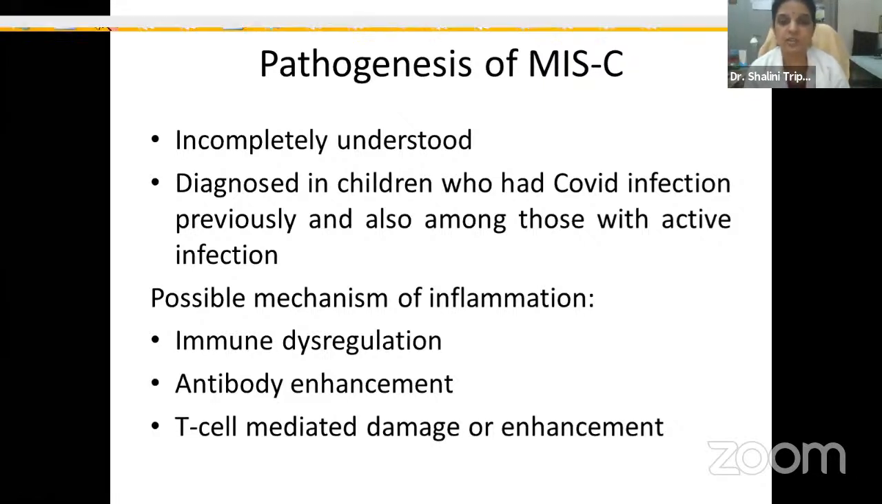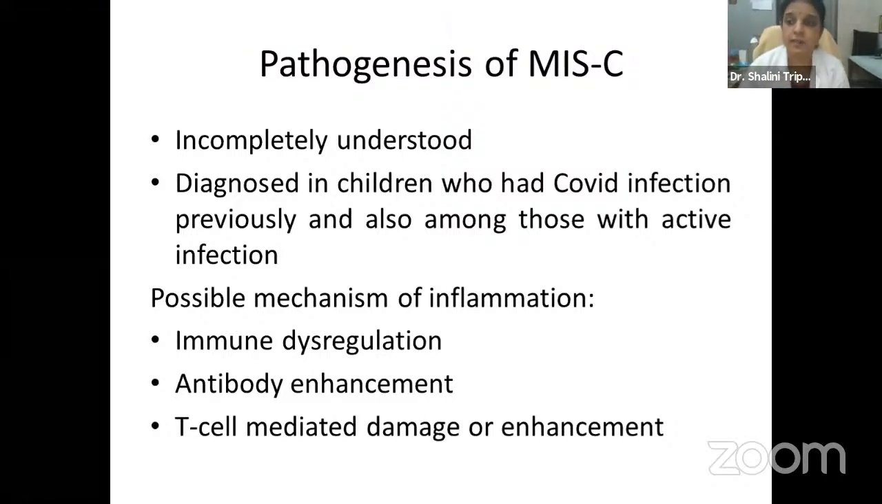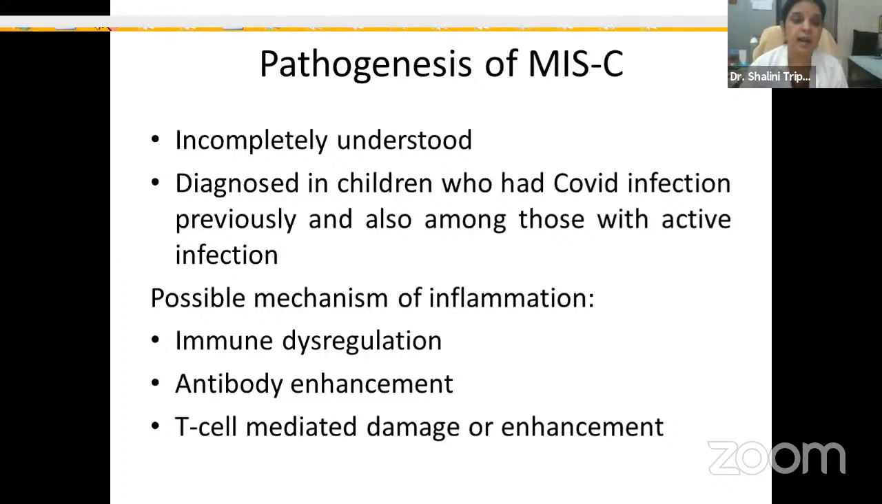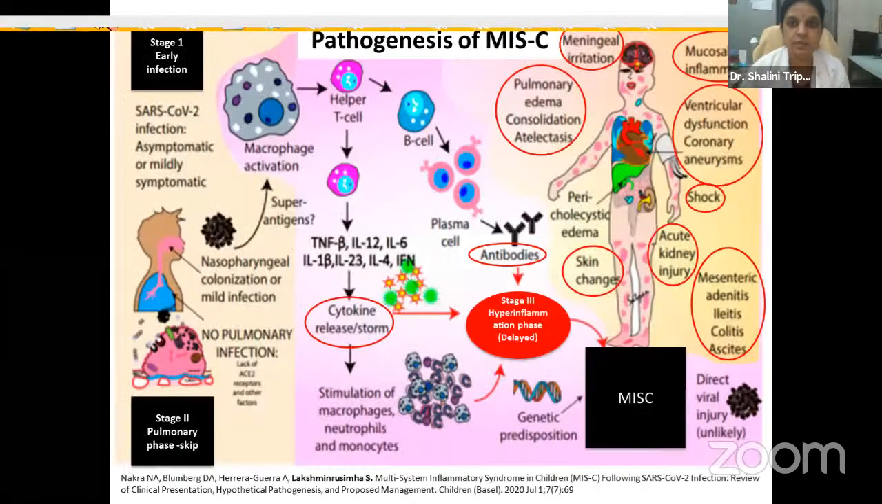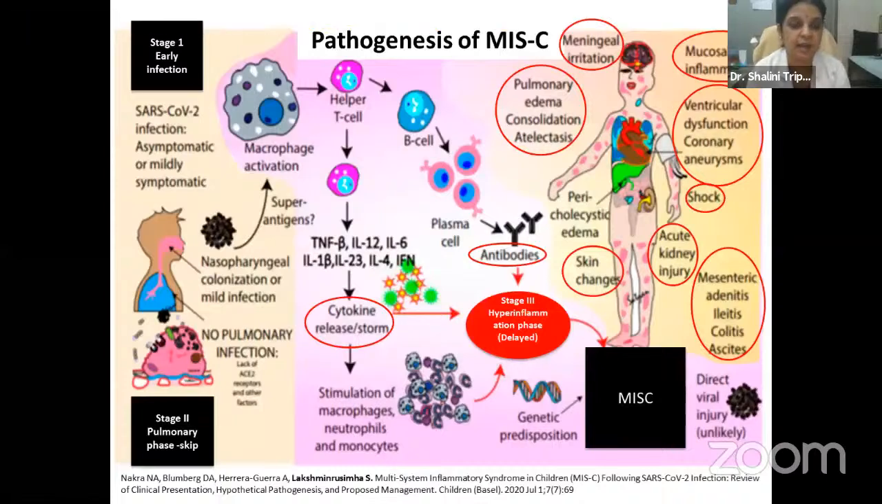It is diagnosed in children who had a previous COVID infection, which may be undetected or asymptomatic the first time it happened. And it can also happen in children who are antigen or COVID PCR positive, that is, with the active infection. The possible mechanism of inflammation is immune dysregulation or antibody mediated enhancement and T cell mediated damage. It is very well explained in this picture, which I have taken from Dr. Satyen Lakshman's beautiful pictures and diagrams.